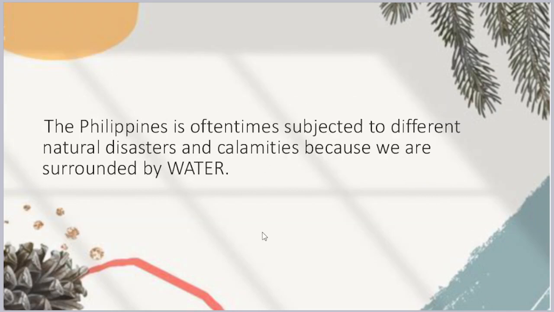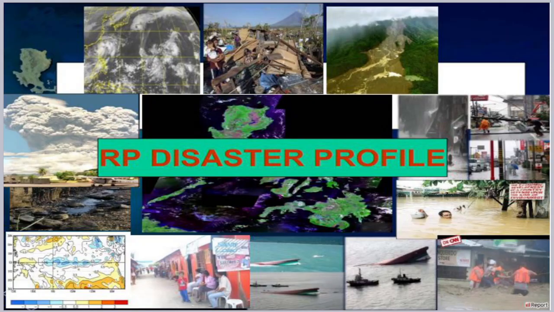Okay? So, our country, the Republic of the Philippines, is oftentimes subjected to different natural disasters and calamities because we are surrounded by water. So, Philippines, if you remember, 'di ba, sa map, we are covered by water. So, to understand more properly the structure surrounding our country, let's take a look at the disaster profile of the Republic of the Philippines or RP disaster profile.